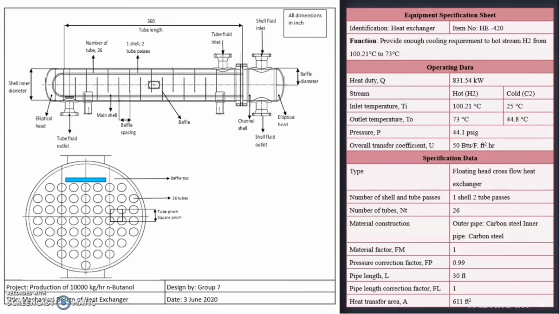The number of tubes is 26, with a material of construction of carbon steel for the outer pipe, while the inner pipe is also carbon steel. The heat transfer area is 611 feet squared and the tube pitch used is square pitch.